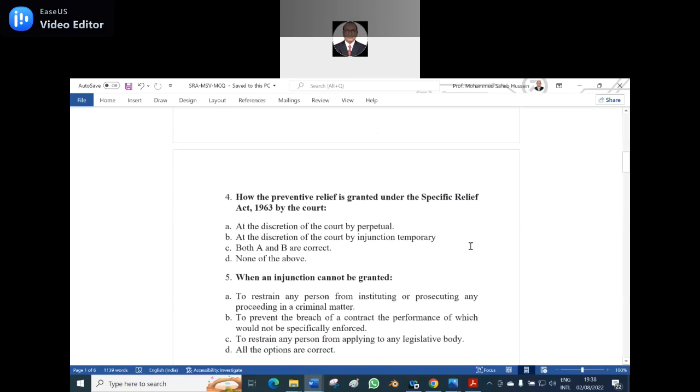Fourth question. How is preventive relief granted by the court? Option A, at the discretion of the court. Option B, the court by injunction. Option C, both A and B are correct. Option D, none of the above. C, both A and B are correct.